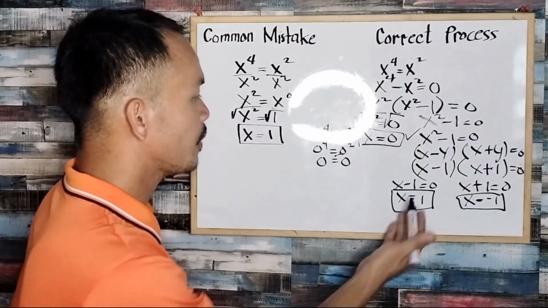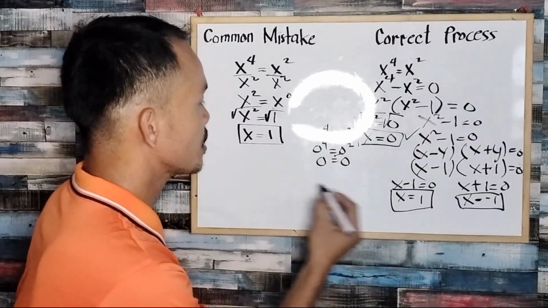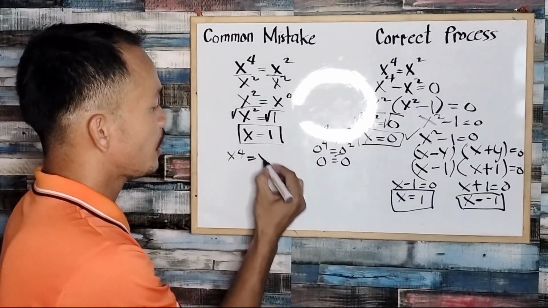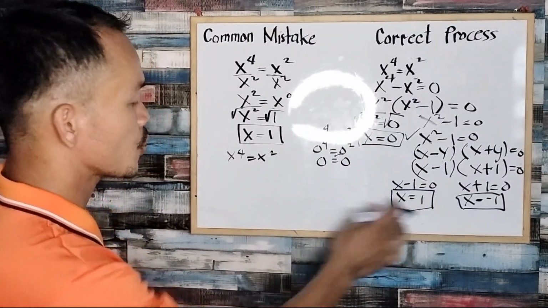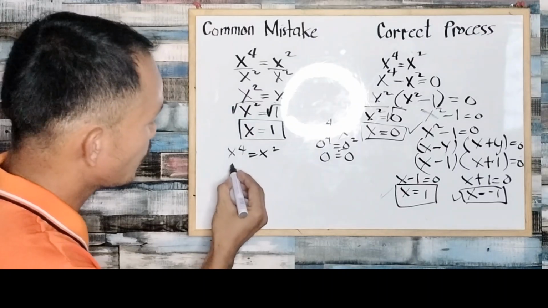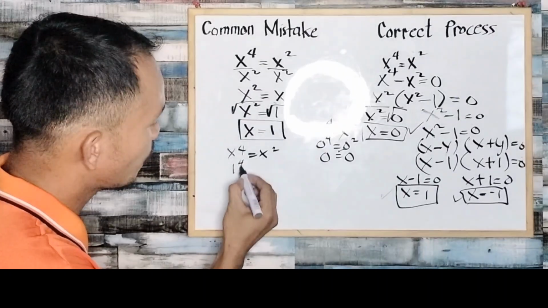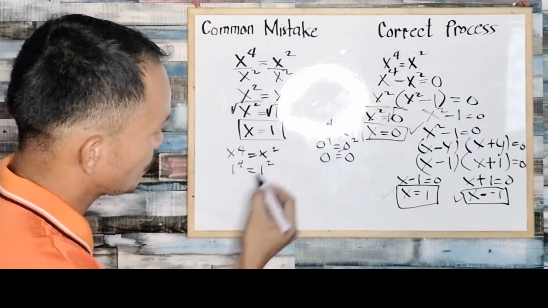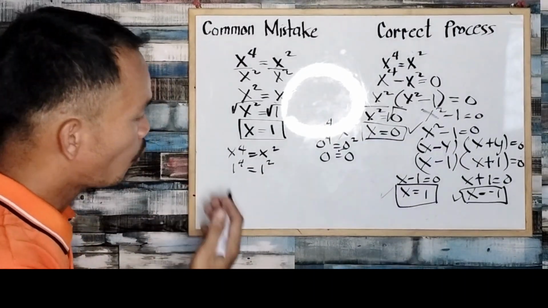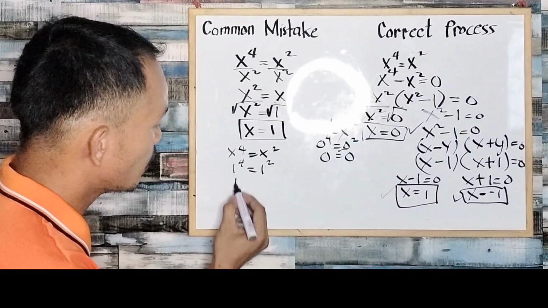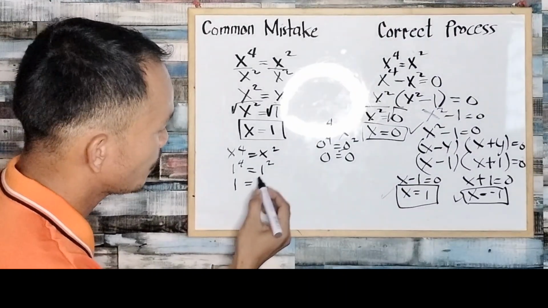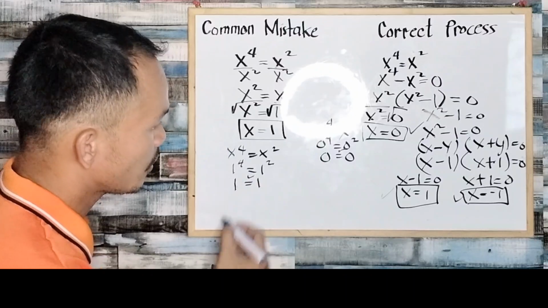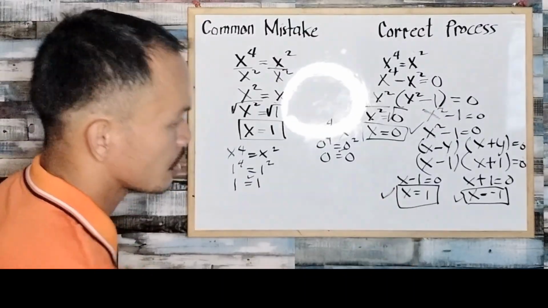Second, here we have x is equal to 1, so we will use the same. x to the power of 4 is equal to x to the power of 2. We're gonna substitute x by 1. That will be 1 to the power of 4 is equal to 1 to the power of 2. And remember that 1 to the power of 4 is always equal to 1, and 1 to the power of 2 is always equal to 1. So 1 is equal to 1, so the second solution is correct.